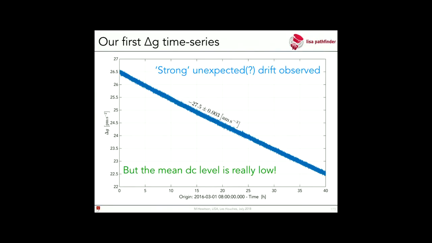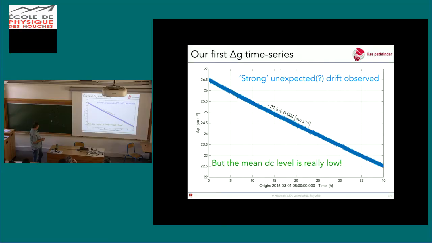Okay. So we switched on and looked at the time series of the relative acceleration of the two test masses, and we have this strong drift. Well, the drift is one thing. Let's ignore that for a second. But the actual DC level is pretty low. This is picometers per second squared of DC residual acceleration here. So they balanced those two test masses to picometers per second squared. Okay. Or piconewtons, if you like.